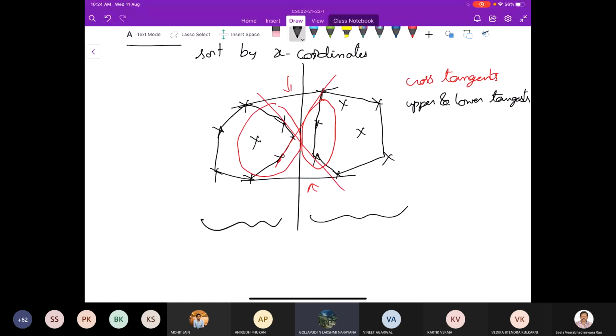Sir, can't we directly take the top 2 points and bottom 2 points?